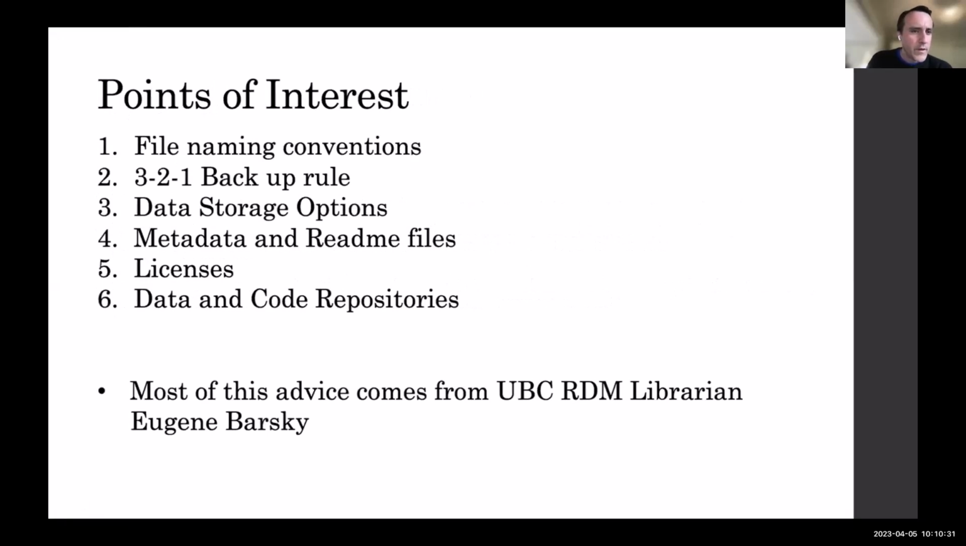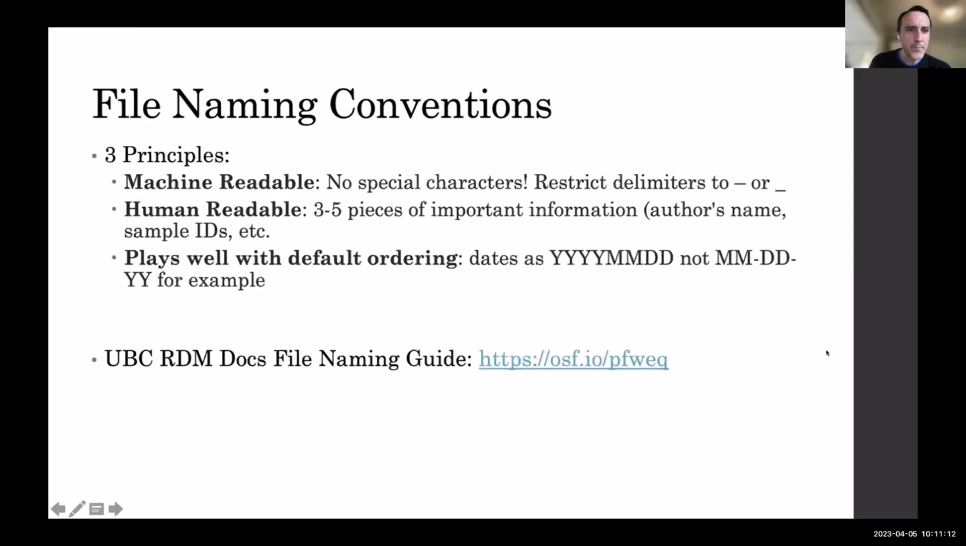So the points that I'm going to touch on are these 6. I'll just quickly go over some file naming conventions that could help. This 3-2-1 backup rule, some data storage options that are available through our universities and national platforms, touch on metadata and README files, and licenses, as well as data and code repositories. I want to point out at the beginning that most of this advice comes through us indirectly from UBC Research Data Management librarian Eugene Barsky, who is an extremely valuable resource for this topic.